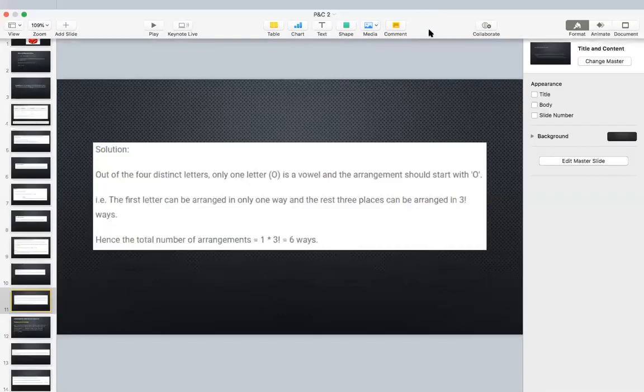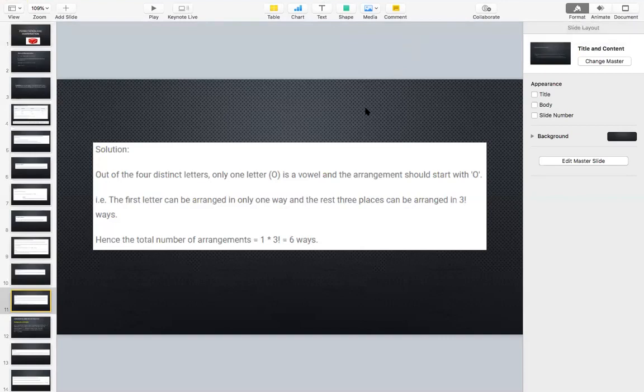Is there anyone who's having any issue with this particular question? Is it clear? Do I need to repeat it? Is there anyone who's having any issue with this question? Okay.